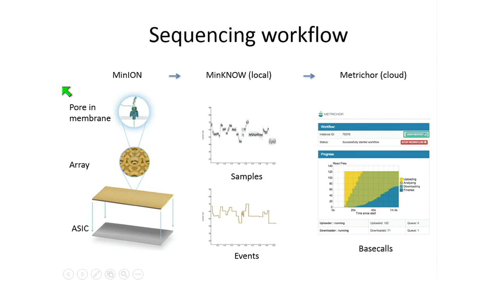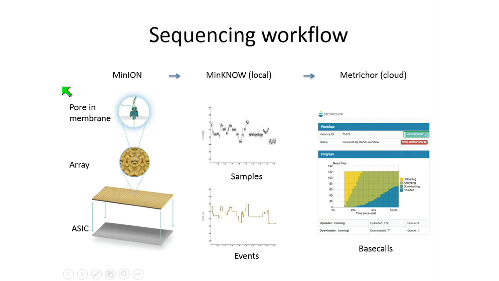So what you end up with is a signal that looks a bit like this. On the y-axis, you've got electrical current, which is measured in picoamps, and on the x-axis, you've got time. In real time, the software translates those quite fuzzy, noisy signals into a linearized signal. And these are called events, or also squiggles. We refer to them as squiggles.